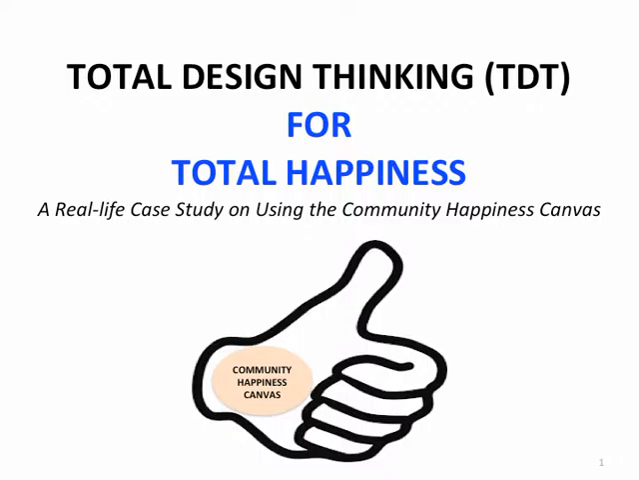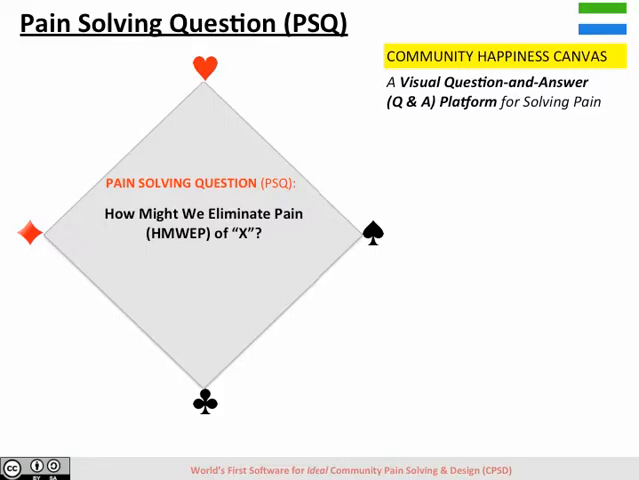Hi, I'm Rod King, and I'm going to talk about total design thinking for total happiness. We are going to focus on the how, and in particular, we are going to talk about a real life case study on using a very versatile tool which is called the Community Happiness Canvas.